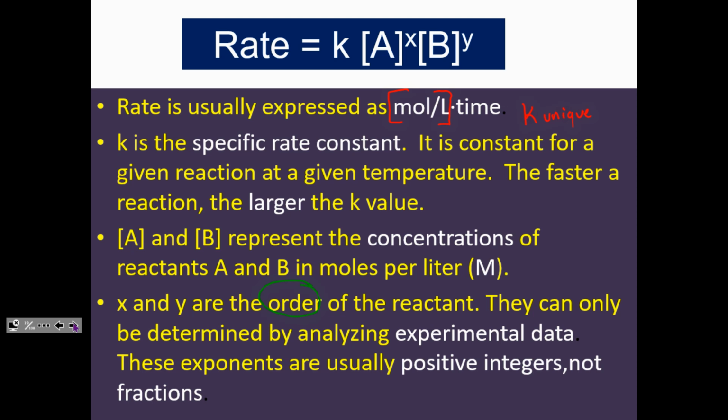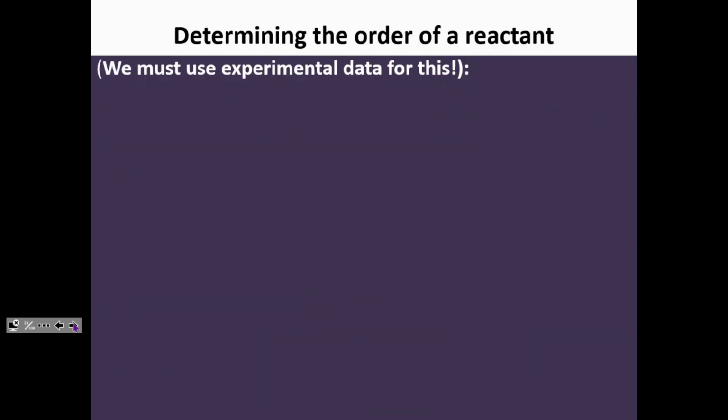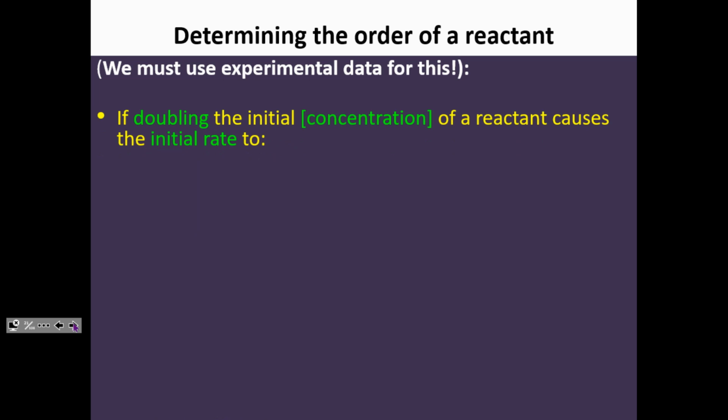These exponents are positive integers, not fractions. So really, we'll have 0, 1, 2, and in this class, we're going to stop at the third order reactions. So these are the possible values for the exponents here, and our goal is to identify those numbers. So how do we do this? Well, we're going to have to use experimental data to determine this.